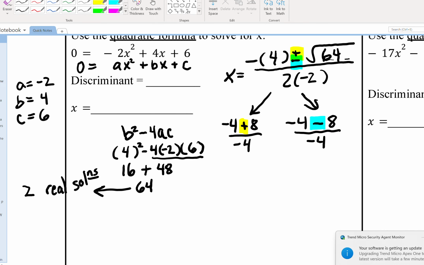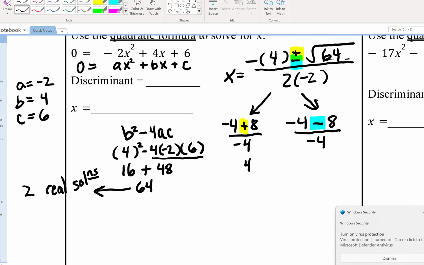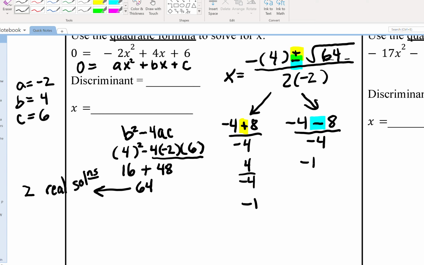And so now we just simplify this. -4 plus 8 would be 4, divided by -4, and that would be -1. And then over here, -4 minus 8 would be -12 divided by -4. A negative divided by a negative is positive, so this is 3. And so my discriminant we already found, that's 64. And the x values are -1 and 3.